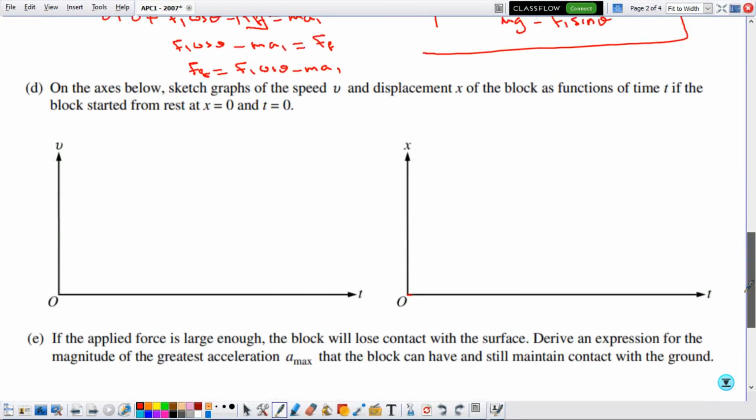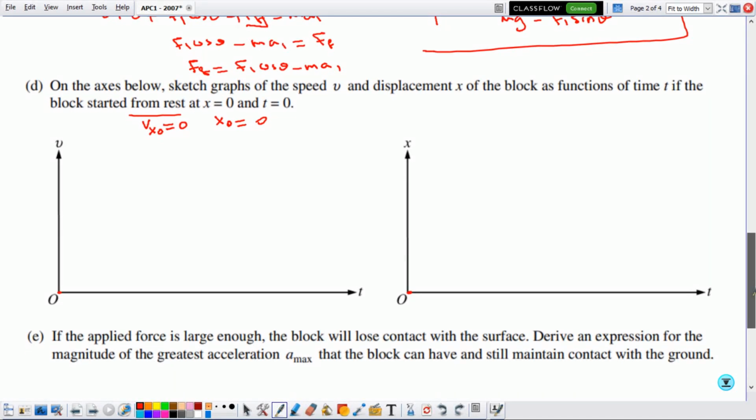Now on the axis below, sketch graphs of the speed v and displacement x of the block as a function of time t. If the block started from rest, then the initial speed is 0 and the initial position is 0 as well. So basically the graphs in both cases will start from these 2 points.